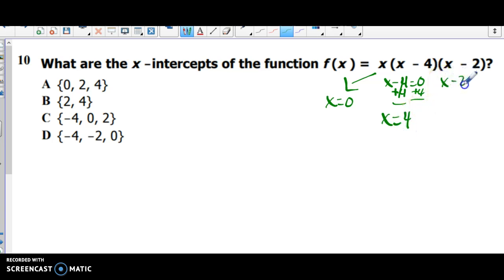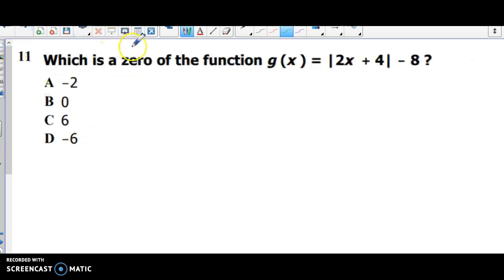We set this equal to 0. We add 2 to both sides. So x is equal to a positive 2. So we've got 0, 2, and 4. You could also plug that into your calculator and see where it crosses the x-axis. A 0, root, solution, and x-intercept all mean the same thing.